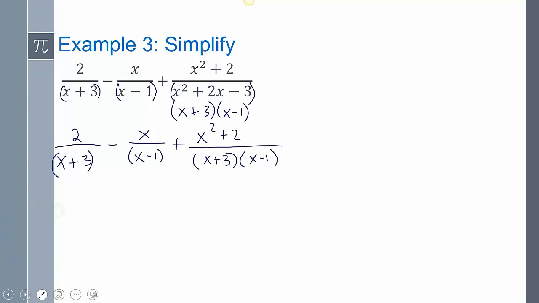All right, so now I have to check for factors. So this has a factor of x plus 3 in the bottom. This one doesn't. This one does. So I need to give this one a factor of x plus 3. So I'll do that top and bottom. So now, okay, we're done here, moving over here. This has a factor of x minus 1. This one doesn't. This one does. So this needs a factor of x minus 1. I'll do a different color.